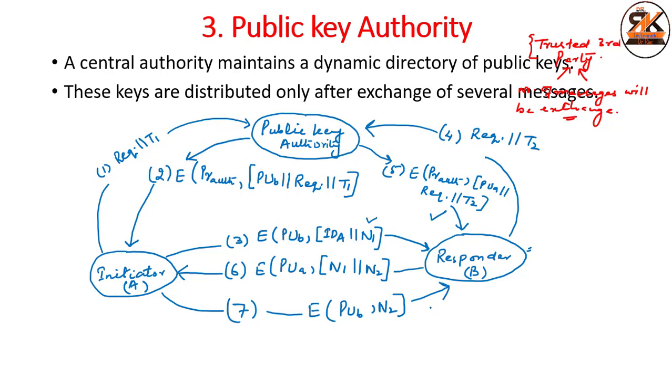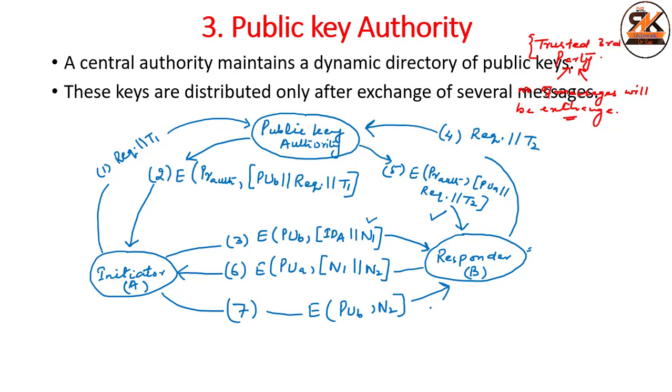Okay, so in total there are 7 messages. In these 7 messages, the two communicating parties, Alice and Bob, acquire the public key of each other from the trusted third party, and then they initiate the session for the communication.